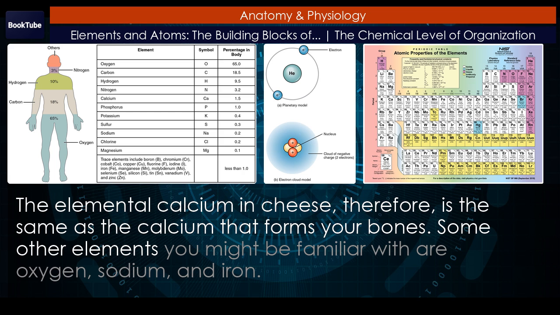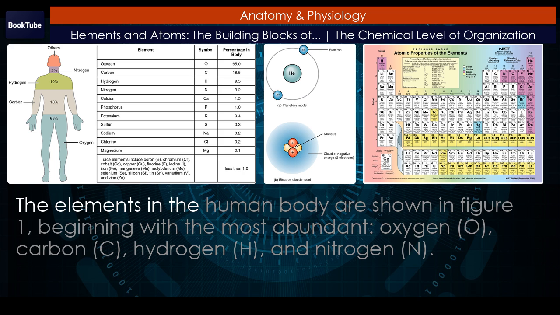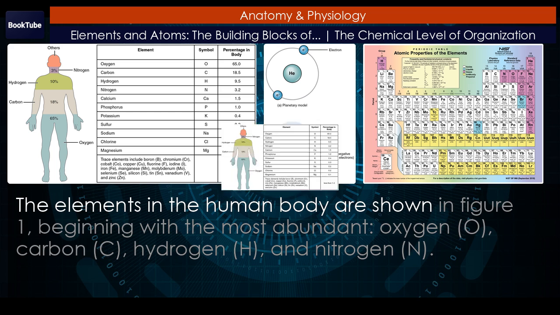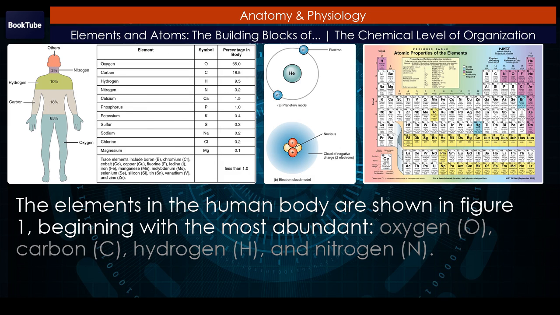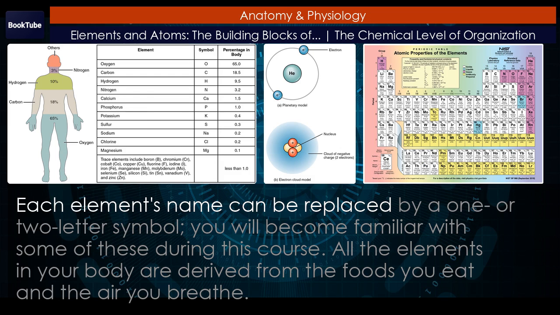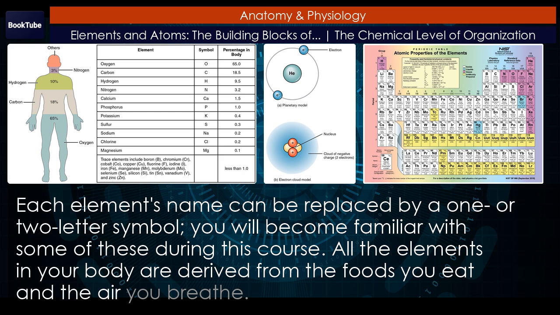Some other elements you might be familiar with are oxygen, sodium, and iron. The elements in the human body are shown in Figure 1, beginning with the most abundant: oxygen, O, carbon, C, hydrogen, H, and nitrogen, N. Each element's name can be replaced by a 1 or 2 letter symbol. You will become familiar with some of these during this course. All the elements in your body are derived from the foods you eat and the air you breathe.